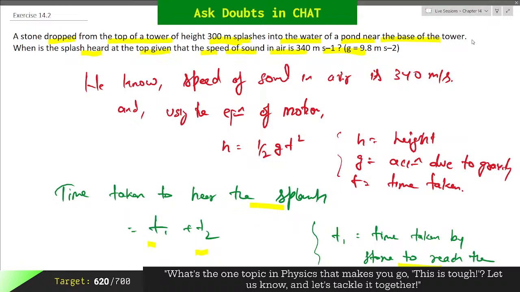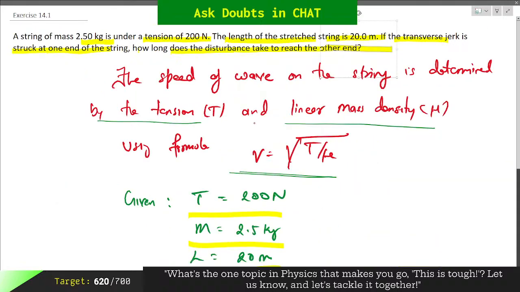The next question is, a string of mass 2.50 kg is under a tension of 200 Newton. The length of the stretched string is 20 meter. If a transverse jerk is struck at one end of the string, how long does the disturbance take to reach the other end? We have been given the length of the string here, and it is just asking for the time duration for this disturbance to reach the other end.